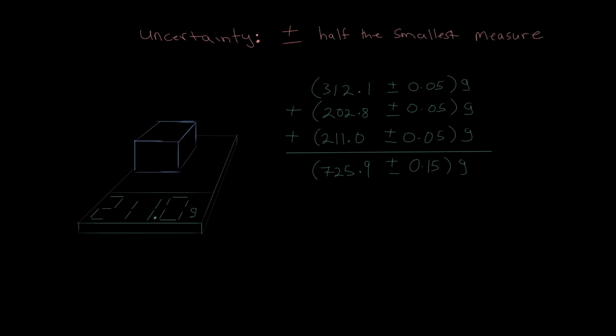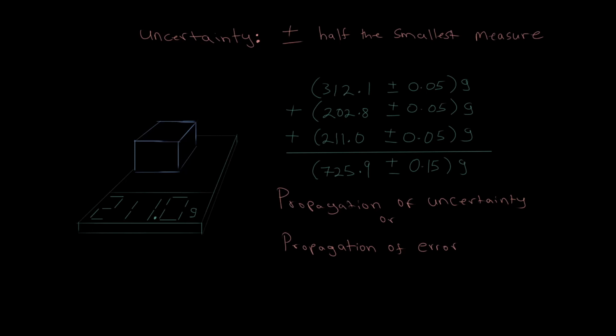So our final answer will be 725.9 plus or minus 0.15 grams. As you can see, the uncertainty increases with every single measurement. This is called propagation of error, or propagation of uncertainty, because uncertainty, or error, accumulates with every single measurement, and this is not ideal. In this scenario, we can definitely minimize the uncertainty.